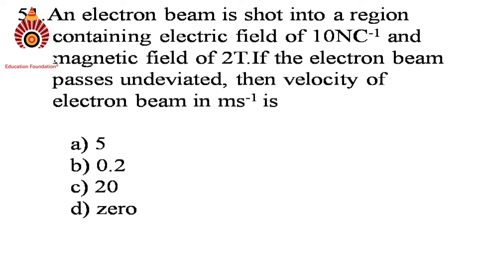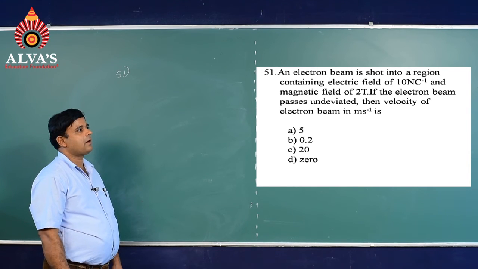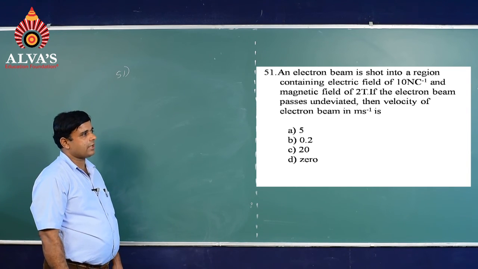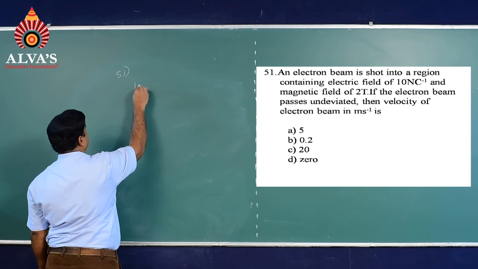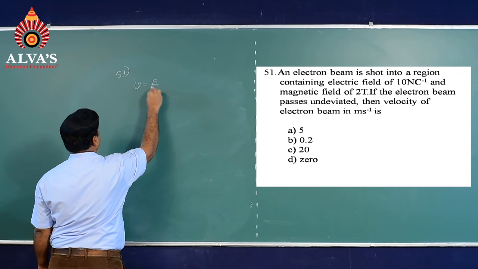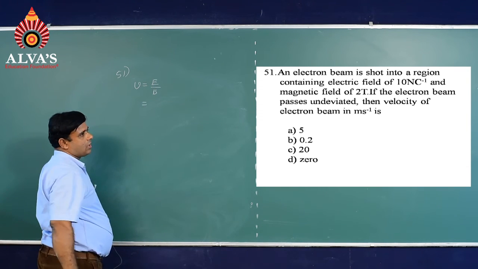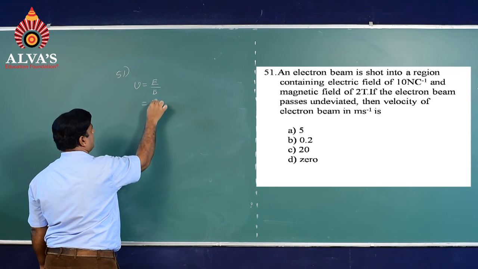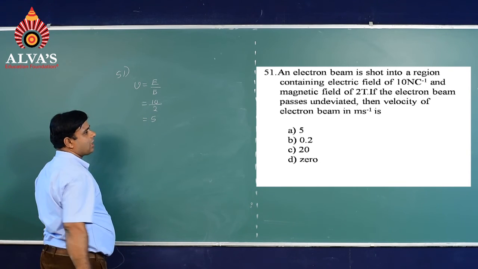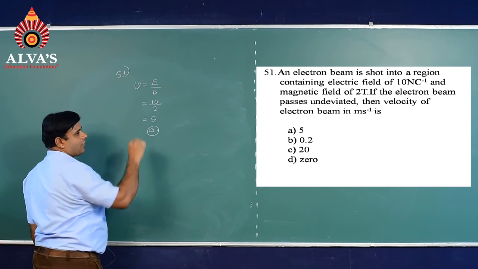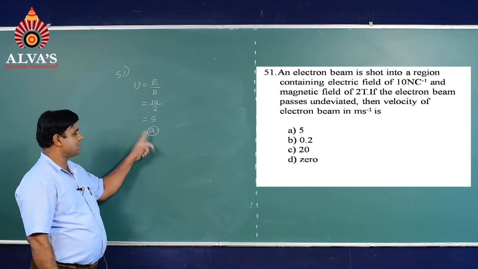An electron beam is shot into a region containing electric field of 10 Newton per Coulomb and magnetic field of 2 Tesla. If the electron beam passes undeviated, then velocity of electron beam in meter per second is? If a charged particle enters a region containing both electric and magnetic fields, it goes undeviated only when its velocity v equal to E divided by B. So, E is given 10 Newton per Coulomb, B is given 2 Tesla, 10 by 2 is nothing but 5. So, velocity should be 5 meter per second. So, the answer is A.